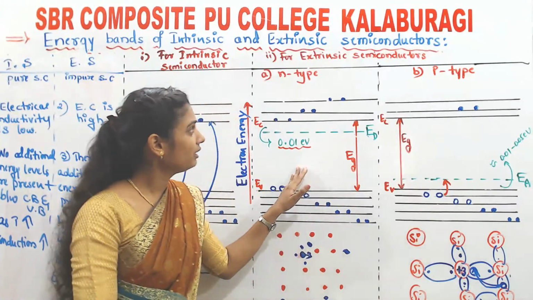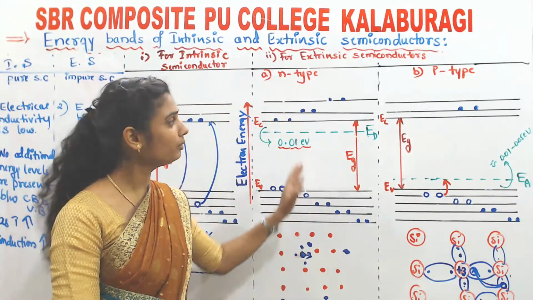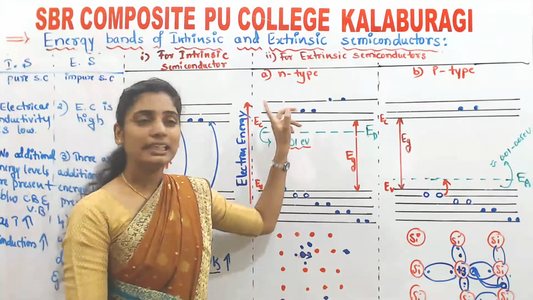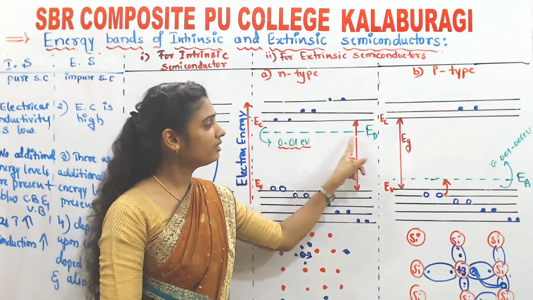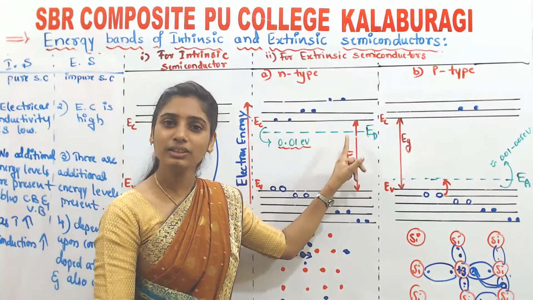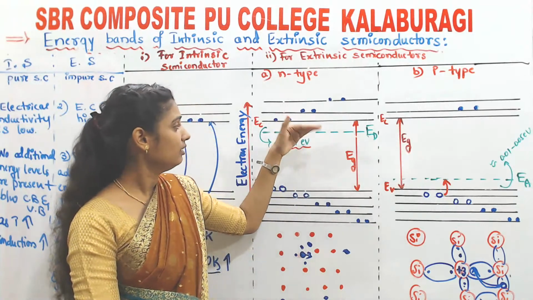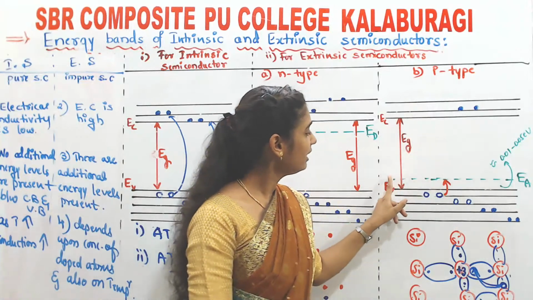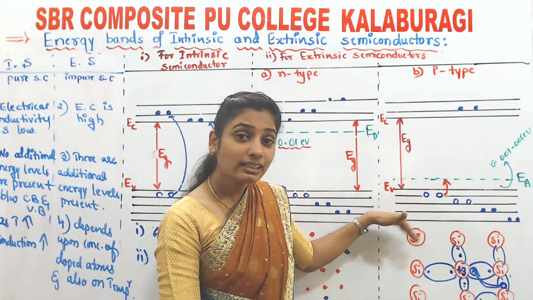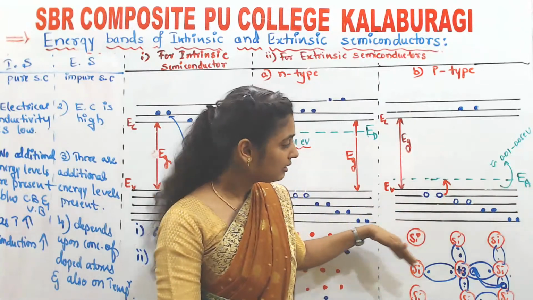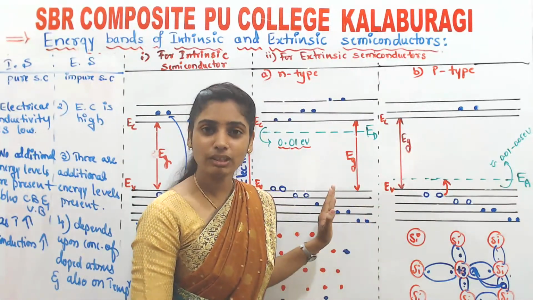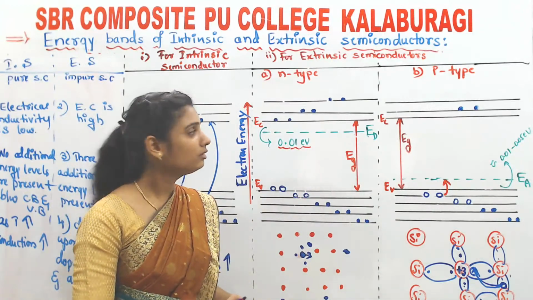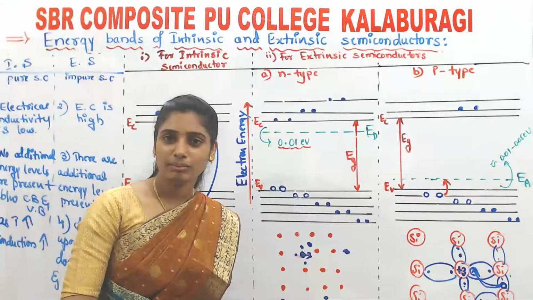So next, if I go for the energy band difference between n-type and p-type, you can see in the energy band diagram, in the n-type semiconductor, the additional energy level or the donor energy level is present just below the conduction band, whereas in p-type semiconductor, the acceptor additional energy level is present just above the valence band. So these are the main differences between the n-type and p-type semiconductors.